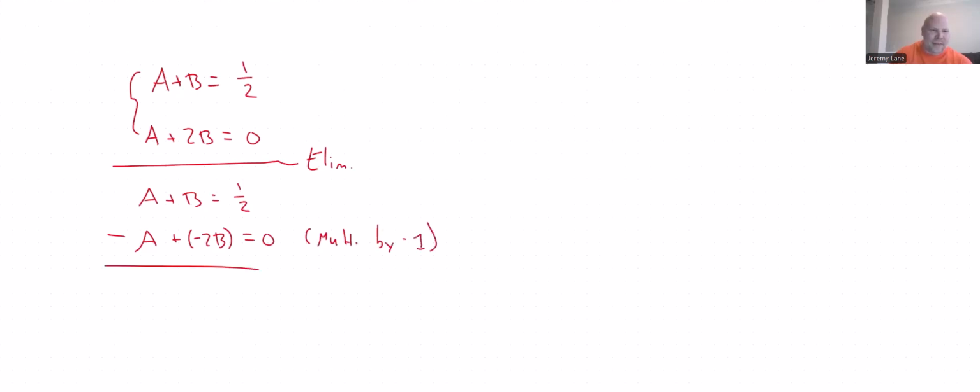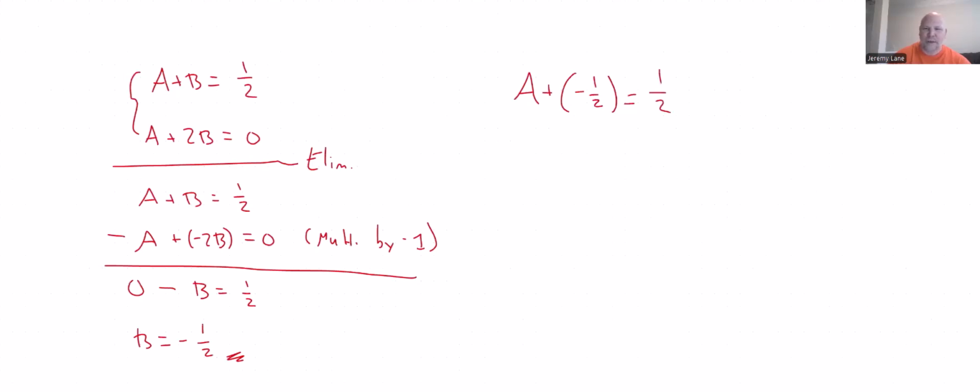When I add these together, I get 0 minus b is 1/2. So this says that b has to be -1/2. So there's one of my answers. Now, because b is -1/2, a plus -1/2 has to be +1/2. And when I add 1/2 on both sides, I have a is equal to 1. So these are my coefficients in my partial fractions.